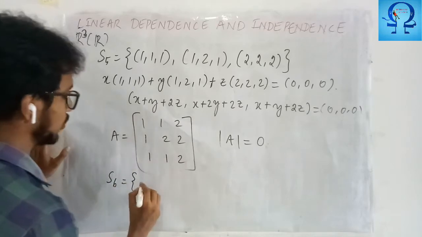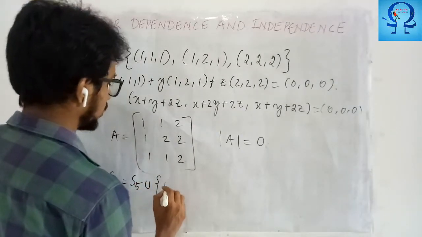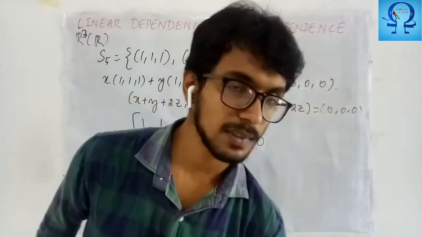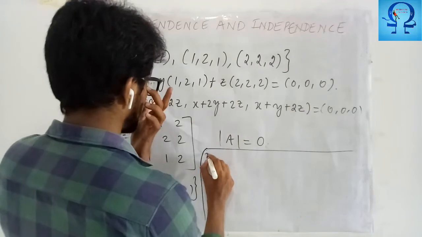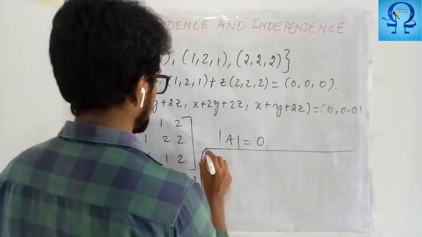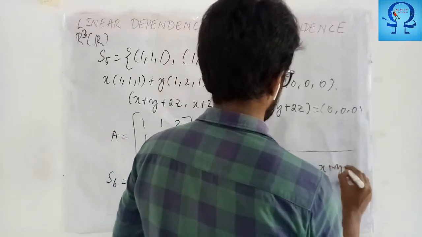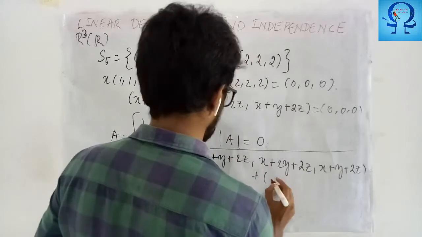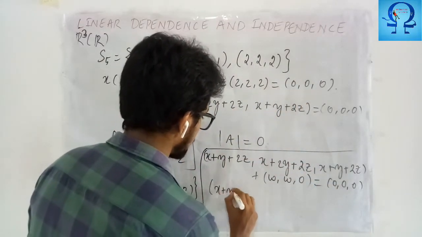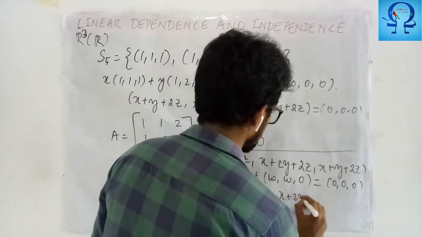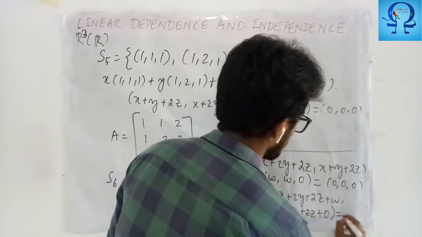Let me take my S6 to be my S5 union one more vector. What kind of set is it going to be? Let me write it. I have x, y, z times the same vectors, so let me directly write that: x plus 2y plus 2z, x plus y plus 2z. Along with this, I have w times (1,1,0), which is to be equated to (0,0,0). So finally what I am going to get is x plus y plus 2z plus w, x plus 2y plus 2z plus w, x plus 2y plus 2z plus 0, which is to be equated to 0, 0, 0.